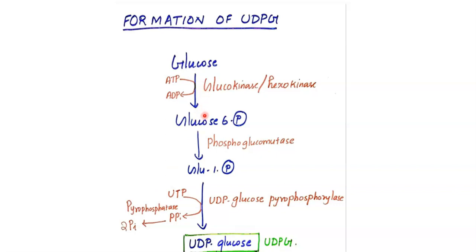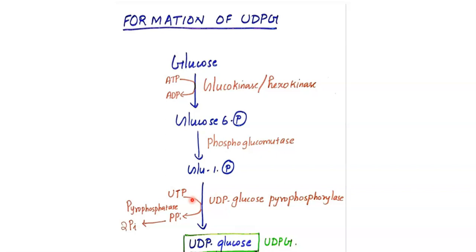Glucose is converted to glucose 6-phosphate in presence of glucokinase or hexokinase with the use of ATP. ATP is converted to ADP and glucose is converted to glucose 6-phosphate. And glucose 6-phosphate in presence of an enzyme phosphoglucomutase is converted to glucose 1-phosphate. What happens to this glucose 1-phosphate? It is converted to UDP glucose or UDPG in presence of UTP.